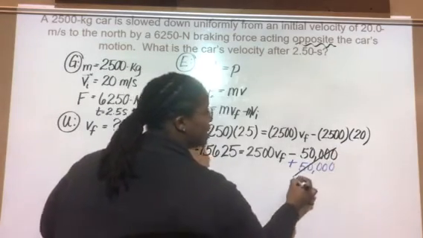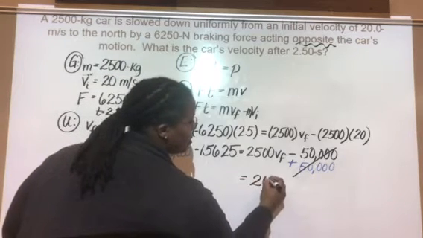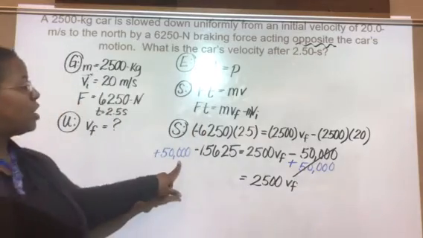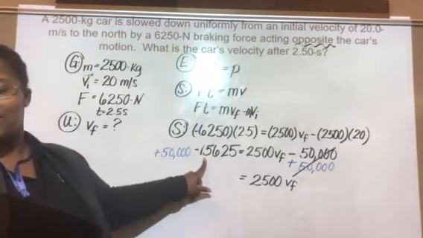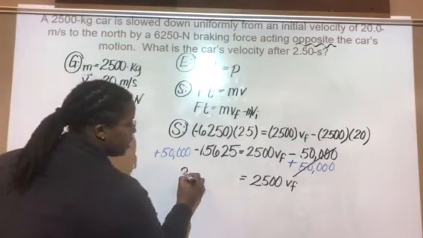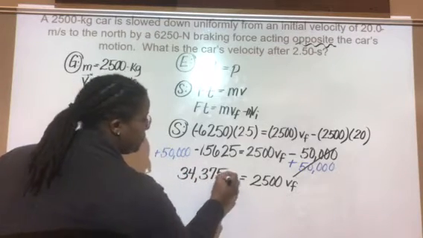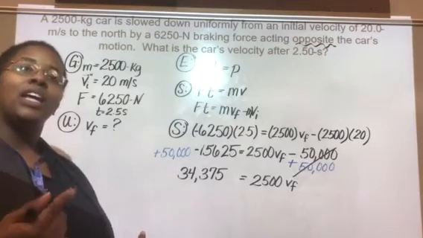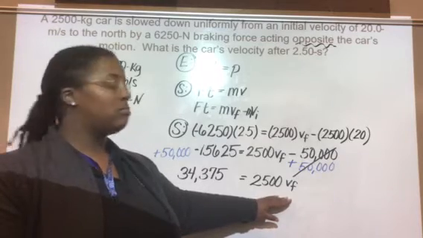These two cancel out. We're going to keep our 2,500 times VF on this side. And we're going to say 50,000 minus 15,625, which should give us 34,375. From here, it's all about the math. Take your time. If you think about it, V final wants to be alone.